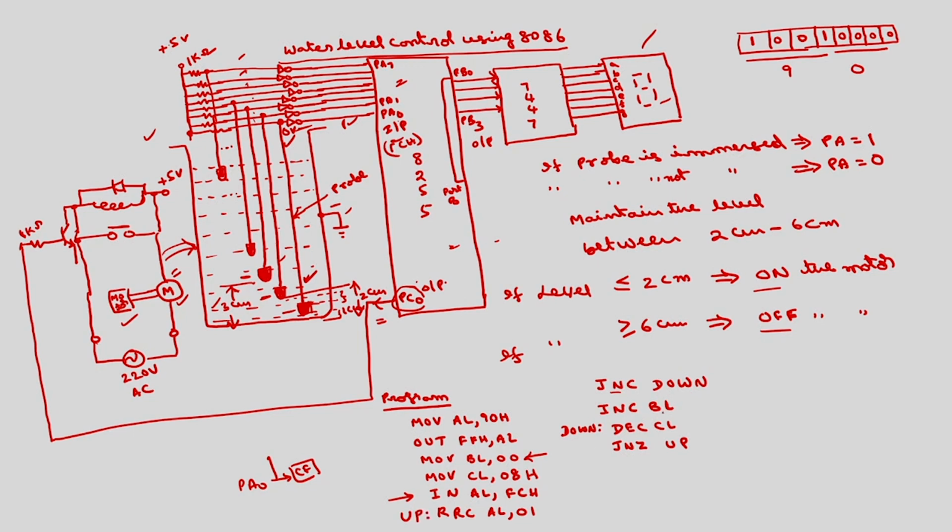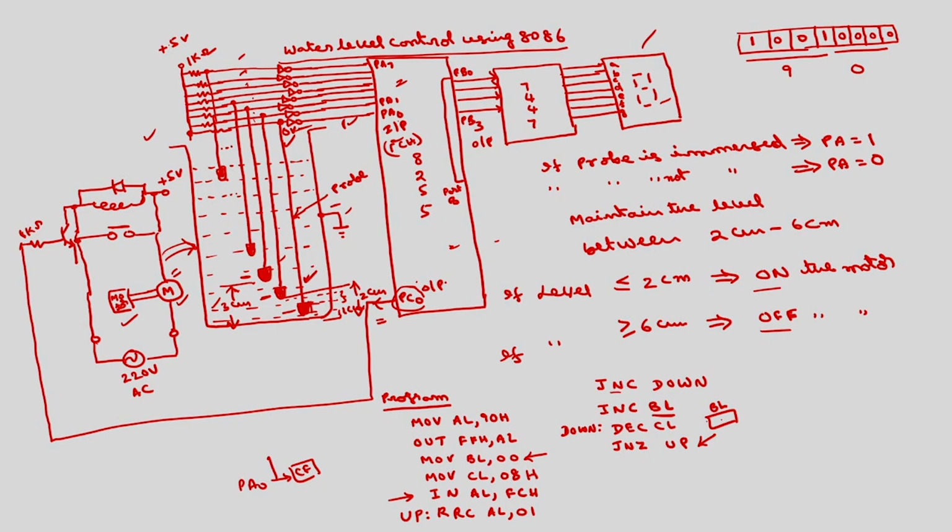While this is coming out of the loop, BL will be having the number of probes immersed into the water. So at the end of this loop, what will be the contents of BL? BL contains the number of probes immersed into the water. If only one probe is immersed, 1 centimeter, I am simplifying the logic.